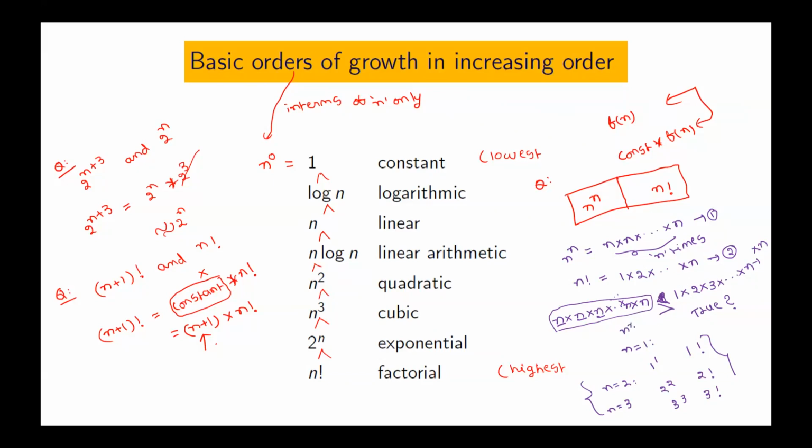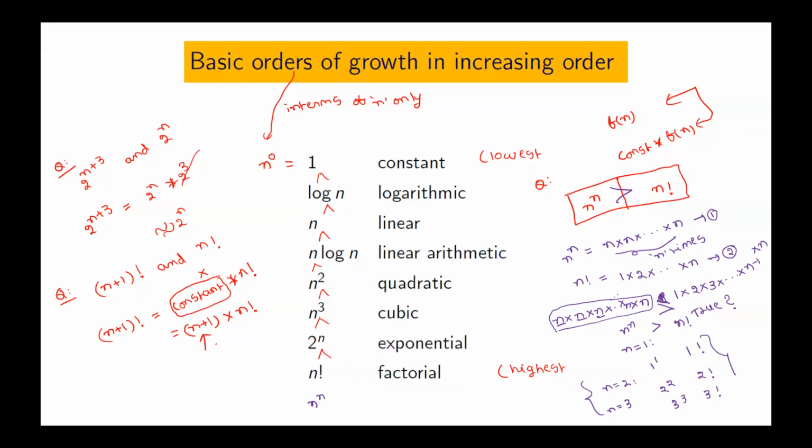So this is nothing but n power n, and this is nothing but n factorial. Which has higher order of growth? This has very high. The order of growth of n power n is greater than n factorial. If you want, we can add n power n also here, so then it becomes the highest.